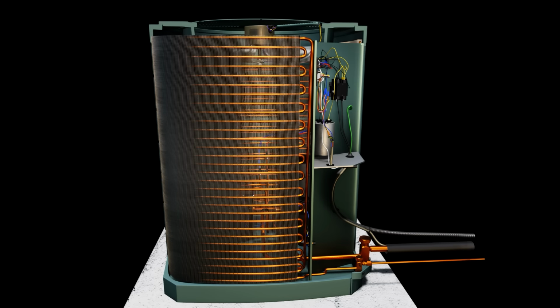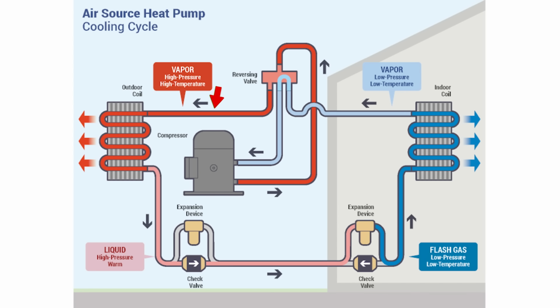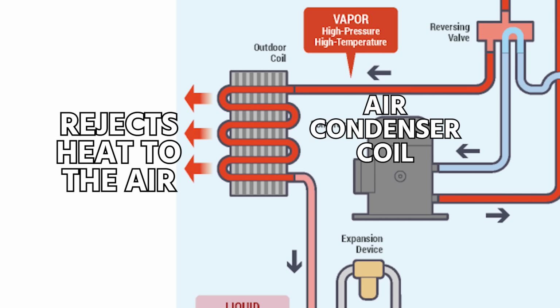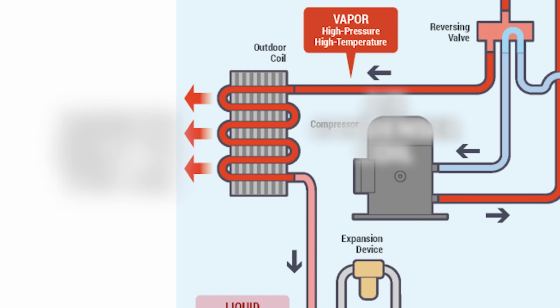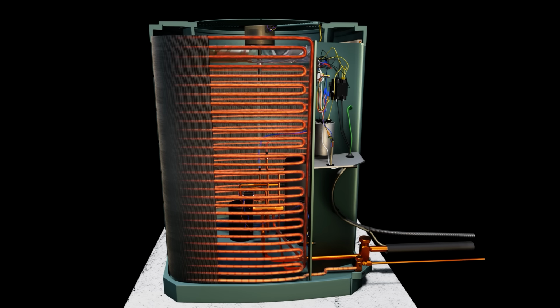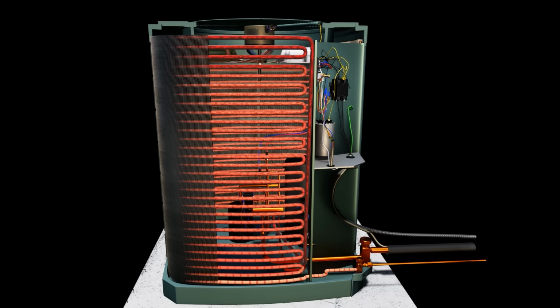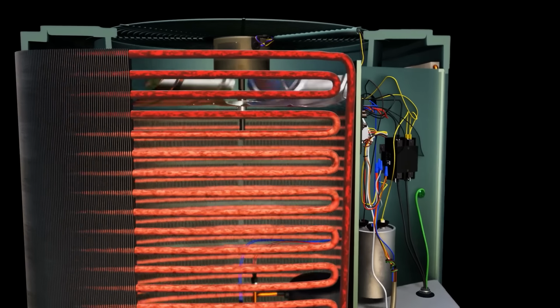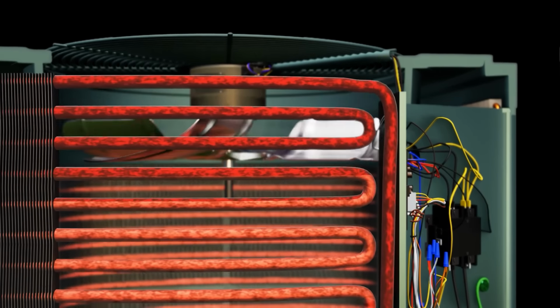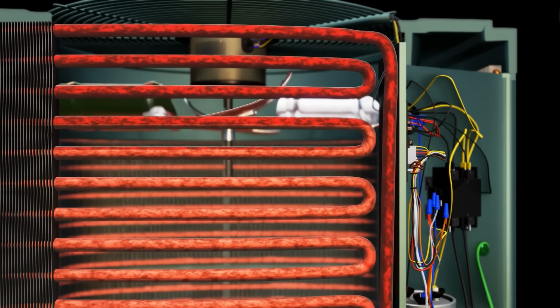Next, it exits the compressor, and next it goes into the condenser coil. This is an air condenser coil, which means that it rejects its heat to the air, at least in the cooling mode, which is what we're showing right now. And the air travels over those fins. The outdoor air is going to be a lower temperature than the temperature of the refrigerant in the condenser coil, and that's what rejects the heat out of the refrigerant, and therefore also out of the house.